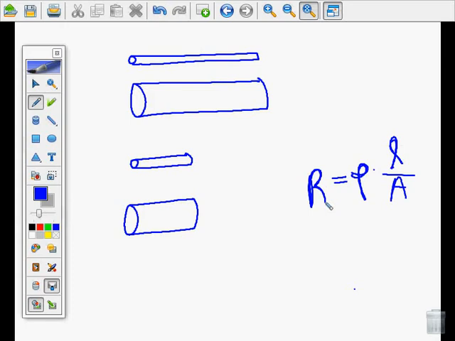Now, what about the cross-sectional area? You want that to be really small, okay? And if that's really small, then you'll get a really big resistance, yes? So which of these wires has the most resistance? Which one has the biggest L and the smallest A? The first one.